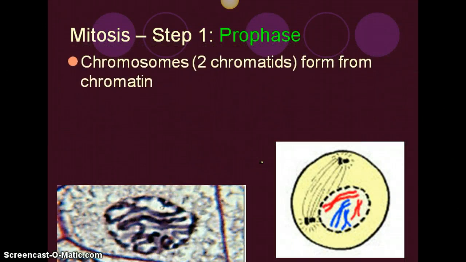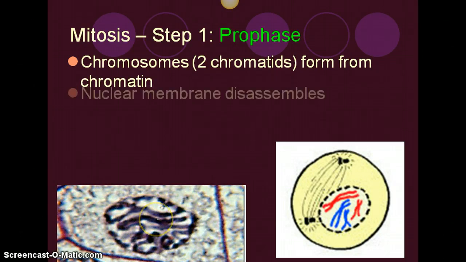So step one is prophase. In this one, our chromosomes form from the chromatin. So we start to actually see the chromosomes. And you can see down here in this picture from the microscope that you can start to see these worm-like chromosomes that are developing.